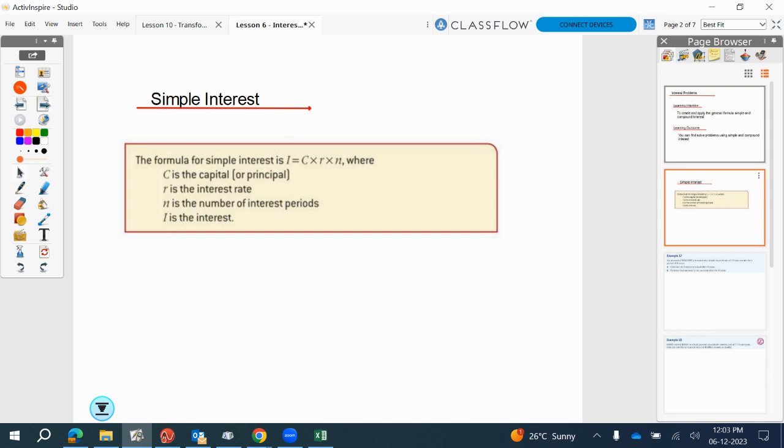So for instance, if you borrow 100 and you have 5% interest rate, what is the interest per year going to be? If you borrow 100 and the interest is 5% per year, it's going to be $5. If you borrow that for 5 years, what's the total interest? 25. This is simple interest. This is how simple interest is.